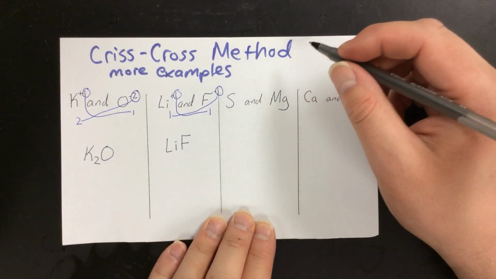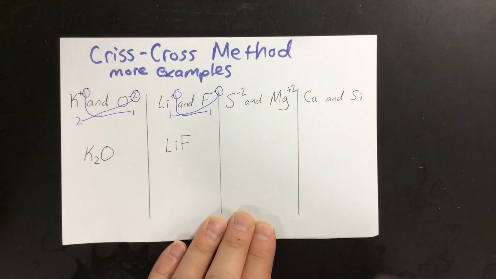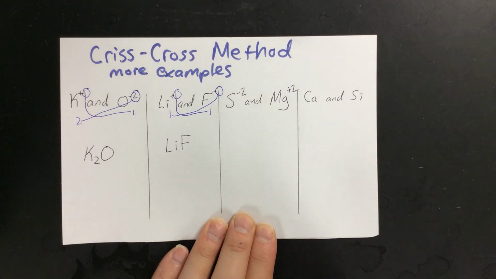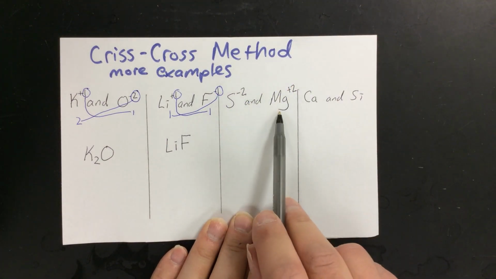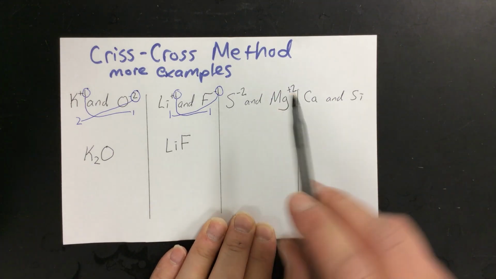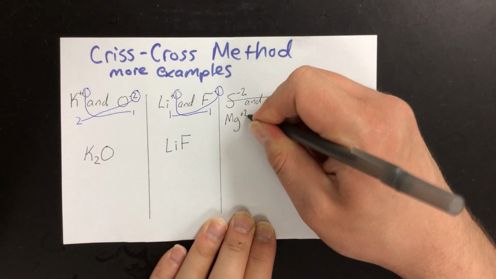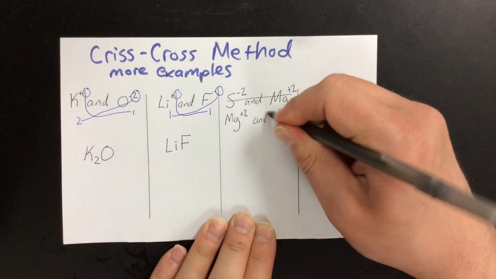Our next one is a little bit trickier. Sulfur is a -2 and magnesium is a +2. Before I even go further, I'm noticing that the magnesium, which has a positive charge, should be listed first. So I'm going to go ahead and switch that order before I forget. I'm going to put the element with a positive charge first.